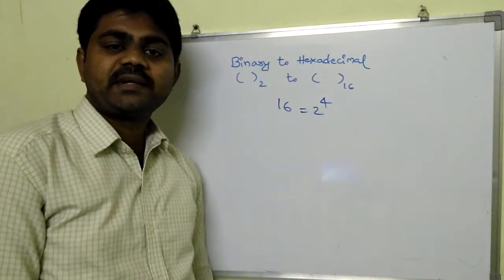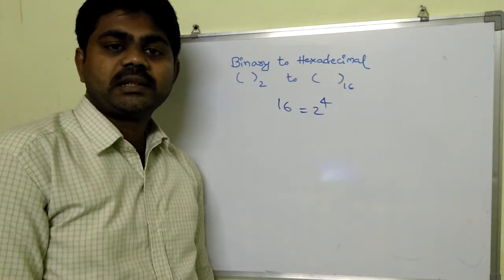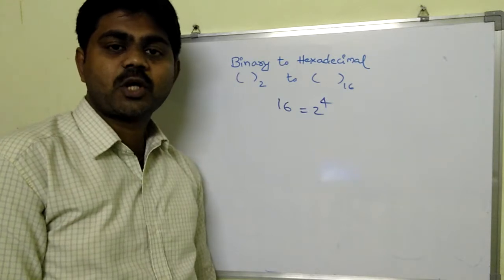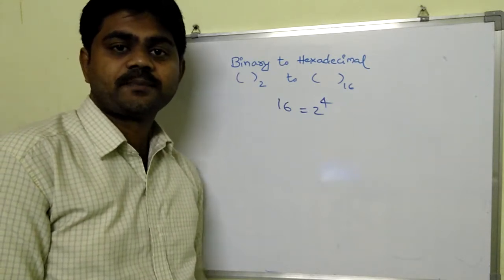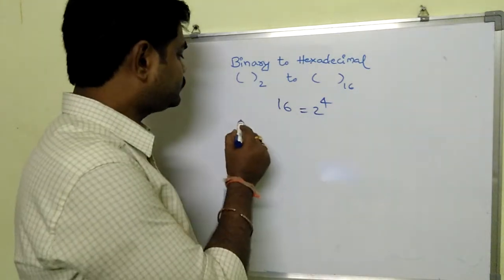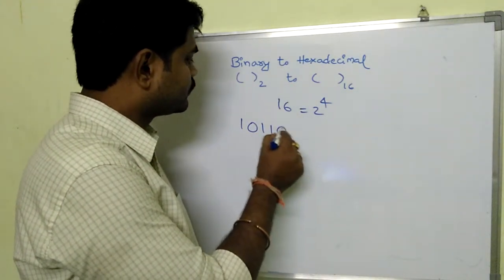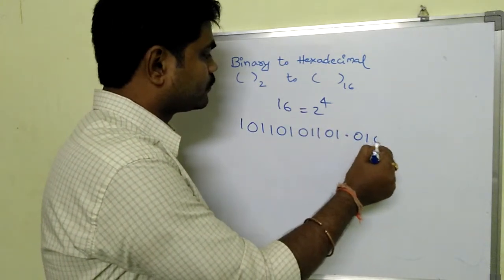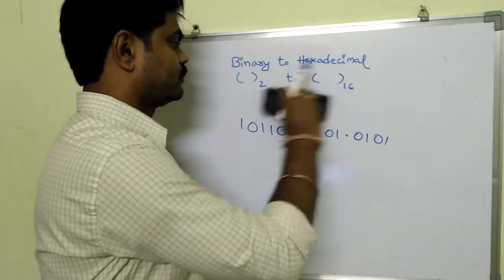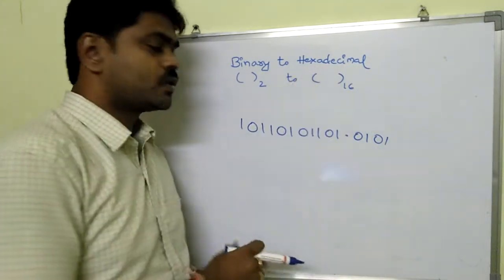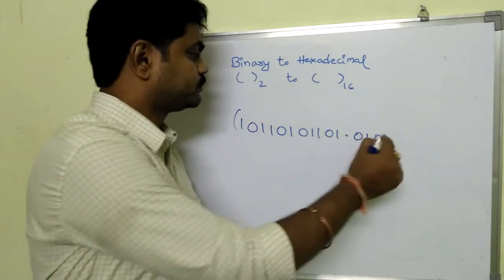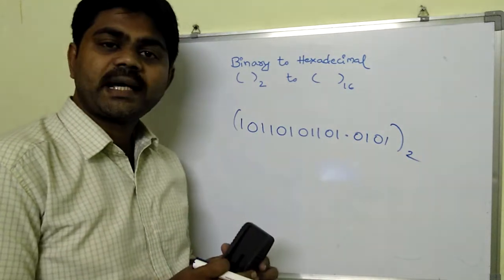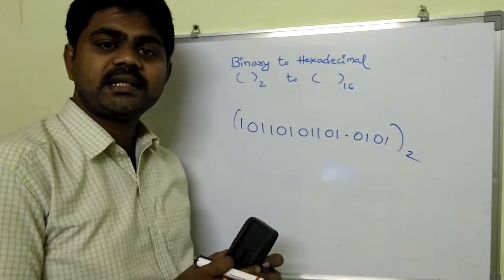So here I am converting from binary to hexadecimal, right? The dot which we have is the binary point, and after converting to hexadecimal, the dot which we call a hexadecimal point. So let us take an example here. Let me take a binary number to the base 2.